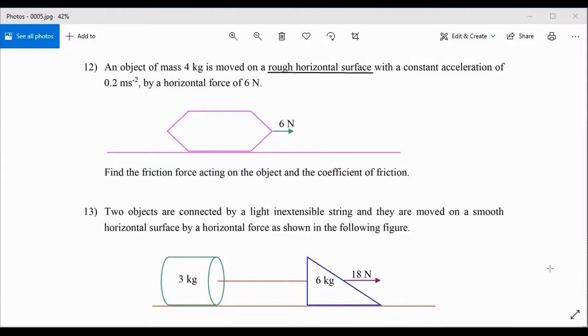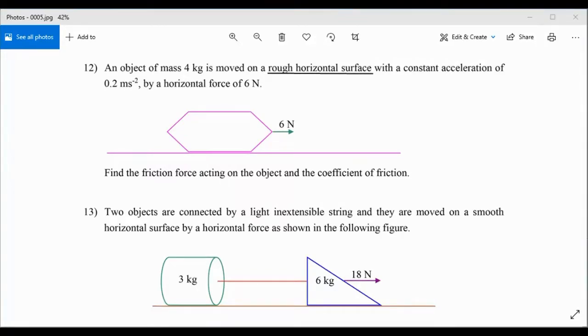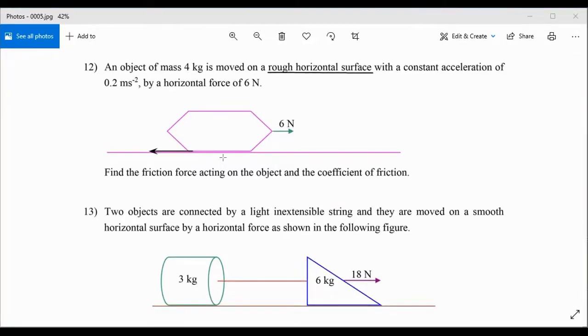By a horizontal force of 6 Newton. So, what are the given data here? The surface is rough. Rough means there should be friction forces. So, first of all, I should mark the friction force acting on the object. In addition to the friction force, the weight, the gravitational attraction force acting downward. And there must be a normal reaction force, which is given by the surface.